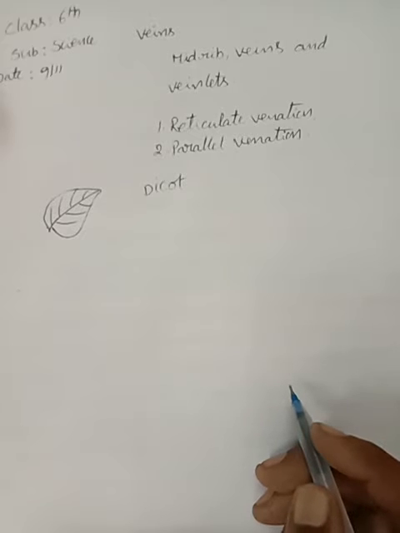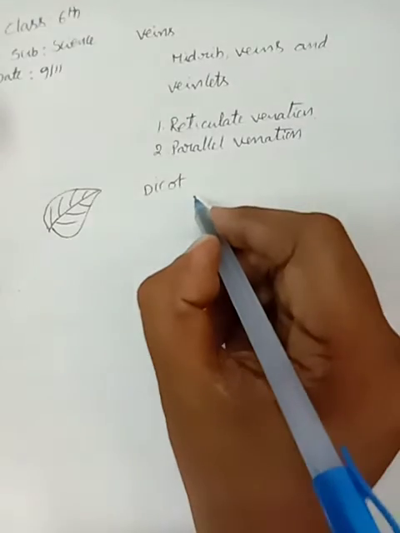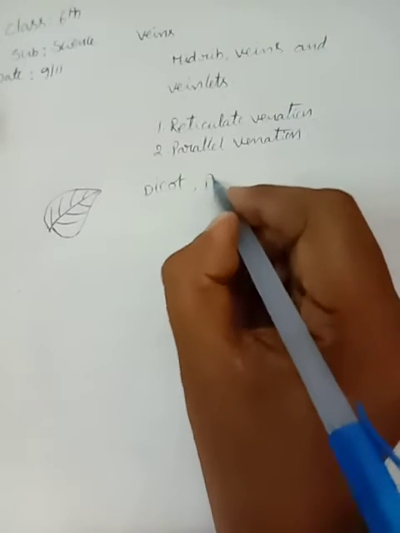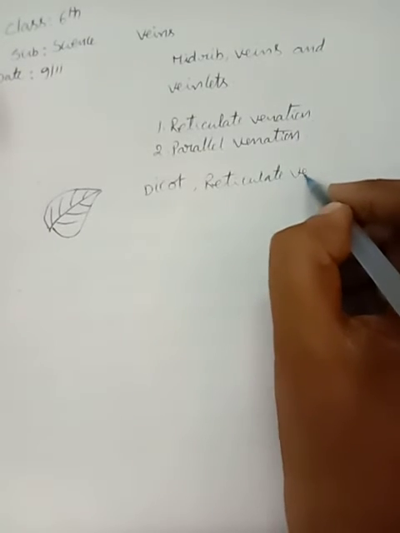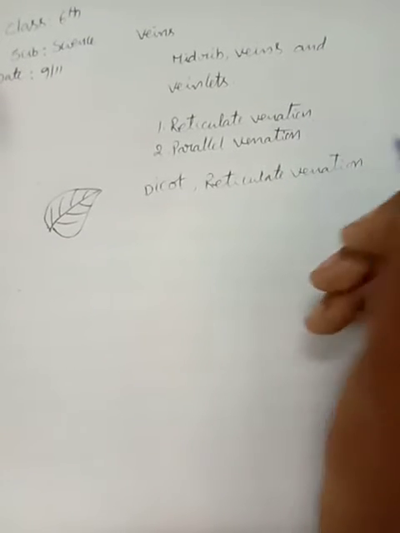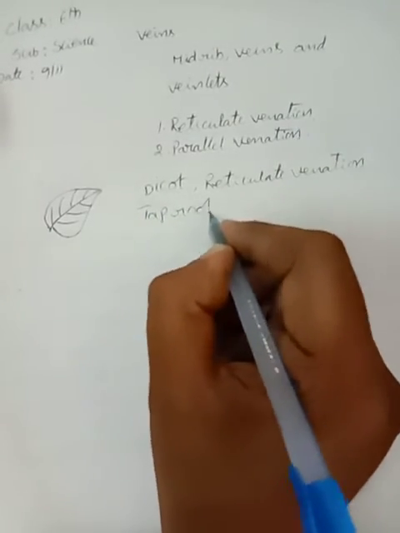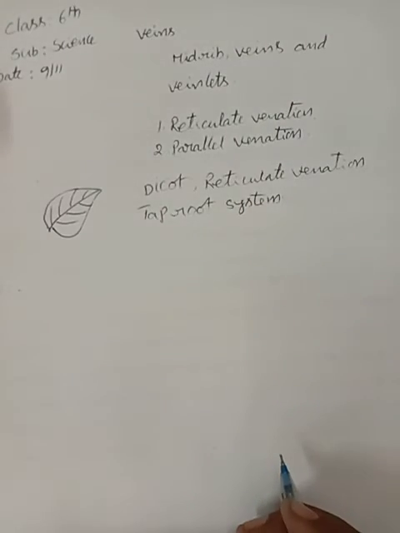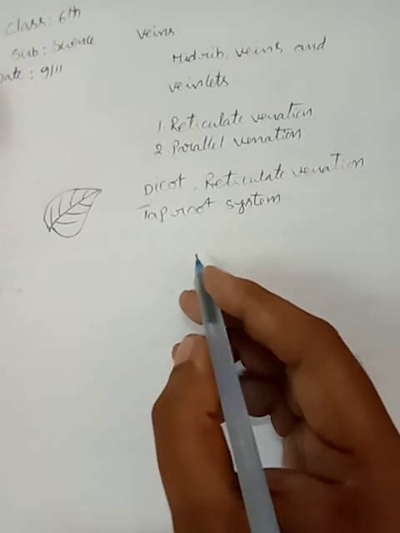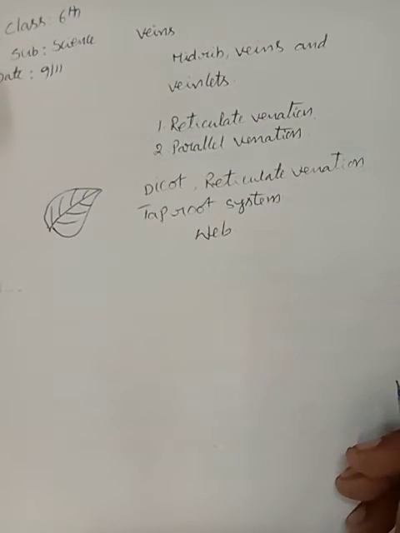In dicot plants, reticulate venation and taproot system are present. In reticulate venation, the venation looks like a web. Okay, children.